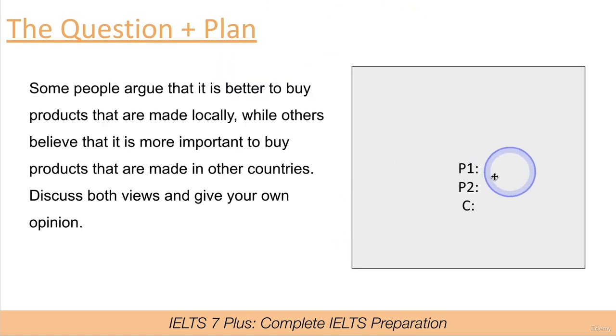Okay, so with that being said, this is our plan. Our plan will help us stay focused, stay on track. We won't lose precious time in the exam. So all things that will help you achieve your band score. All right, so like I said, we're going to start with our first paragraph with the other side. So let's have a think about what we can argue here. Some people argue that it is better to buy products that are made locally, while others believe that it is more important to buy products that are made in other countries.